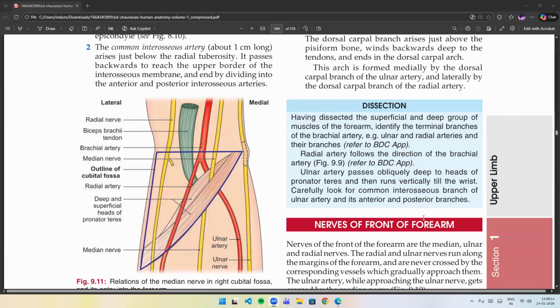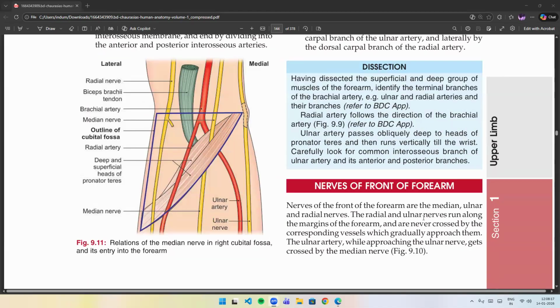Dissection. Having dissected the superficial and deep group of muscles of the forearm, identify the terminal branches of the brachial artery, for example, ulnar and radial arteries and their branches. Radial artery follows the direction of the brachial artery, figure 9.9. Ulnar artery passes obliquely deep to heads of pronator teres and then runs vertically till the wrist. Carefully look for common interosseous branch of ulnar artery and its anterior and posterior branches.